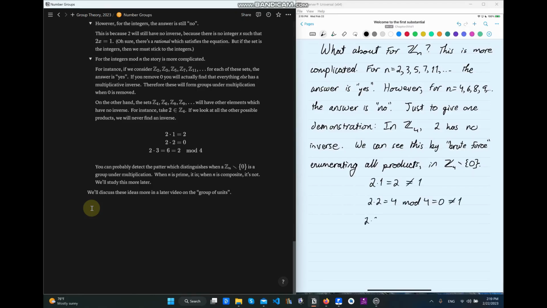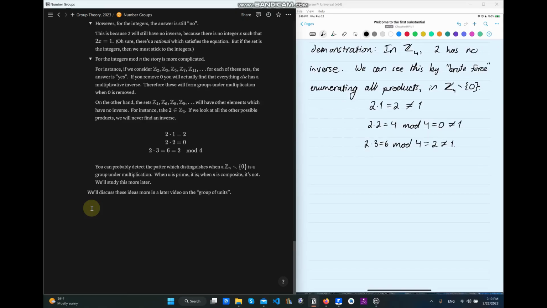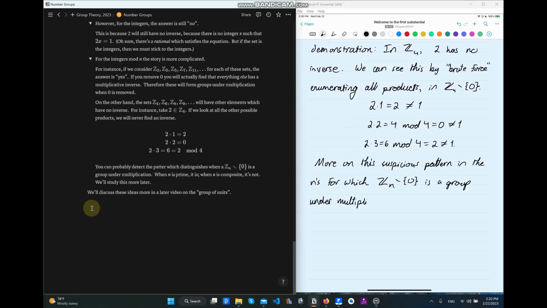And we can see this by a brute force enumerating of all products in Z mod 4 removing 0. So 2 times 1 is 2, 2 times 2 is 4, which is congruent to 0 mod 4. 2 times 3 is 6, which is congruent to 2. None of them turned into the identity. More on this suspicious pattern in the n's for which Z mod n removing 0 is a group under multiplication later.